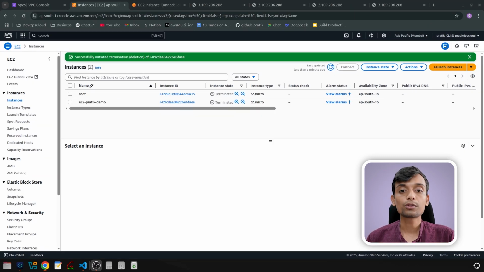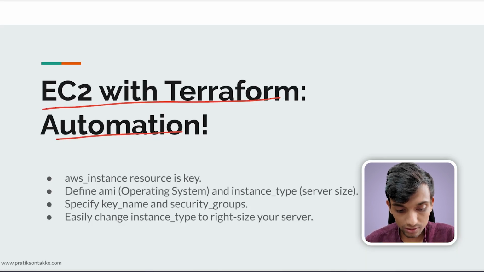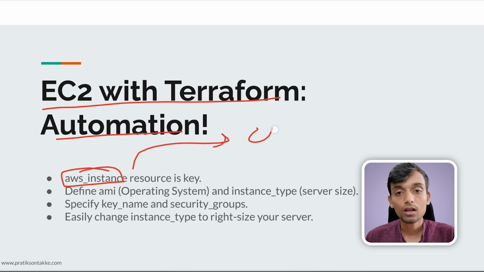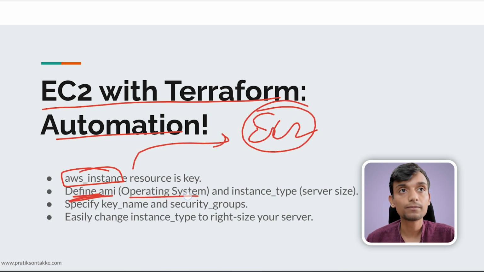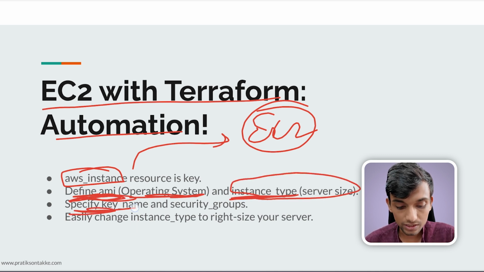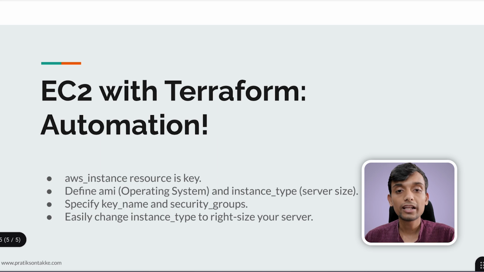Now I am going to walk you through Terraform, right? So just explaining some terminologies here. EC2 with Terraform automation. AWS instance, we used to launch this EC2 instance. Define AMI, the operating system, and an instance type. Specify a key name and security group. Now just moving to Terraform, right?